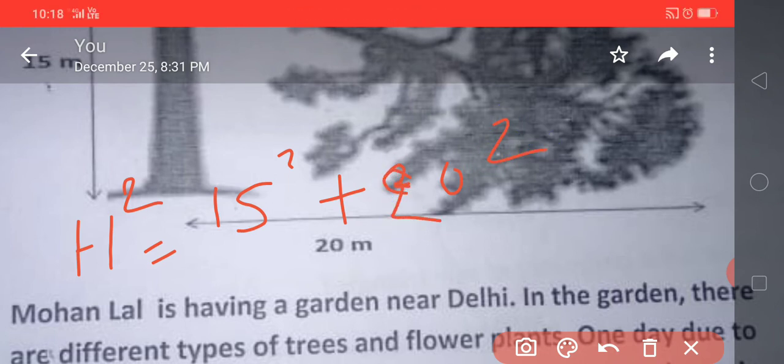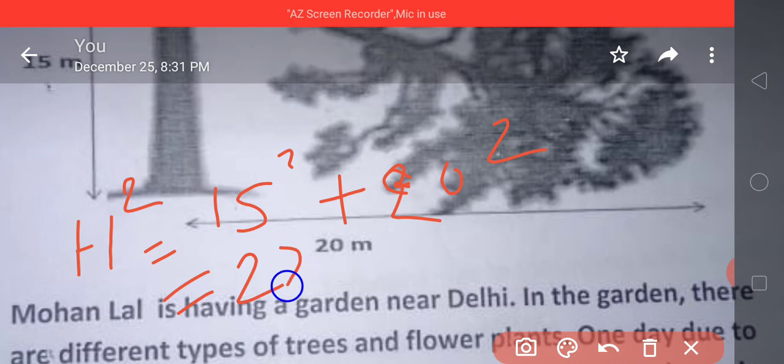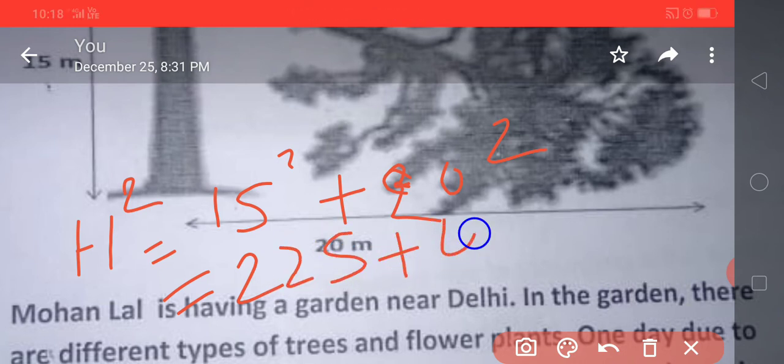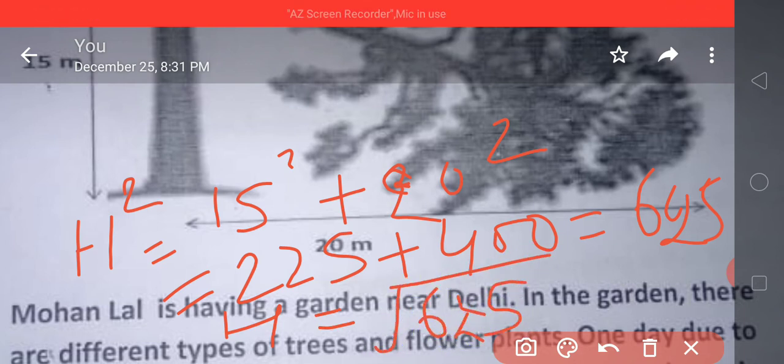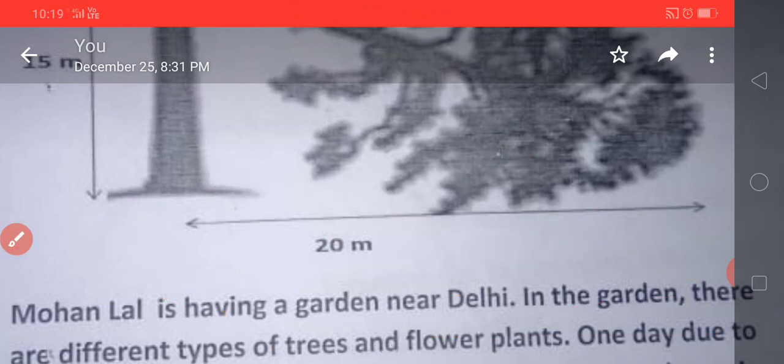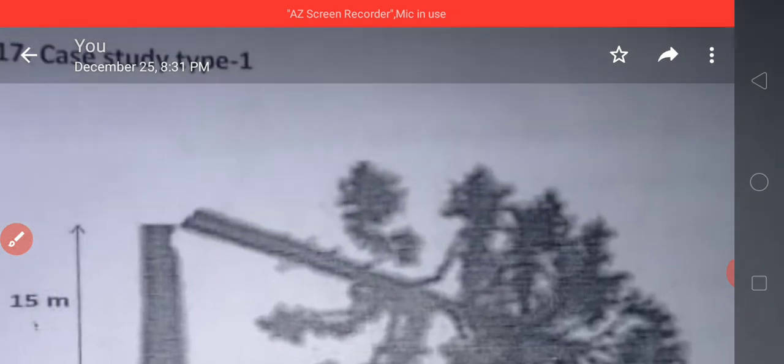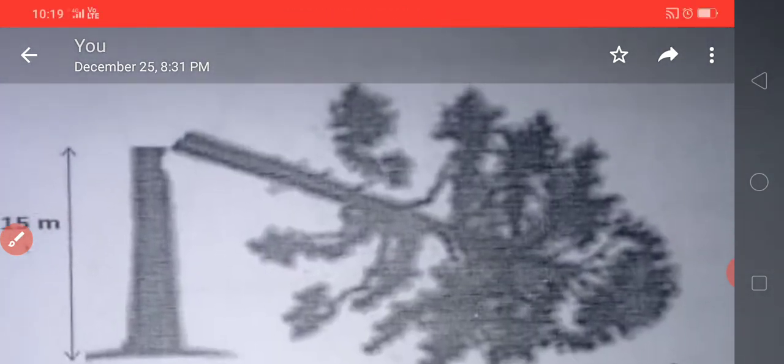Square of 15 is 225, and square of 20 is 400, and if you add, you will get 625. Now what is the hypotenuse? It is the square root of 625, and you know the square root of 625 is 25, right? So you can write down here the length of the broken part is 25.